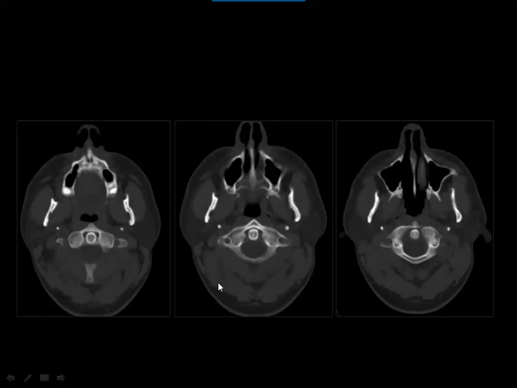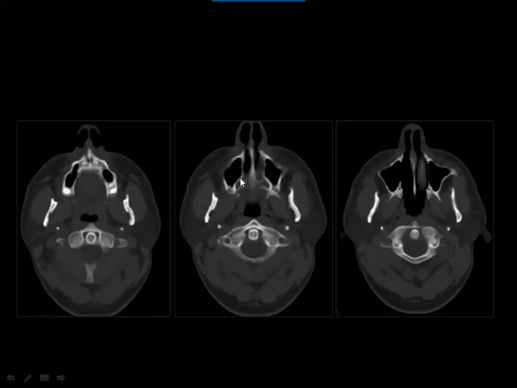I have mentioned these anatomic details before, but you start at the level of the hard palate, then you see the hard palate, and you see this is the root of the maxillary sinus on both sides, and this is the mandibular ramus, and this small bone is the styloid process.